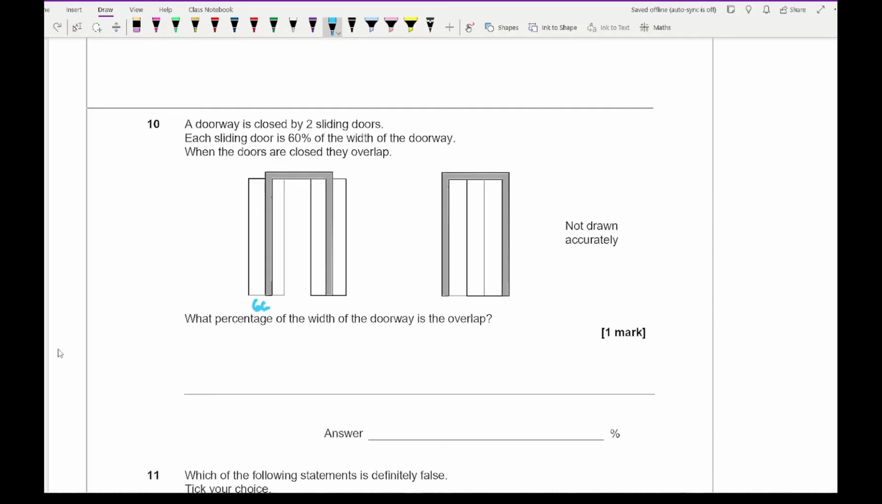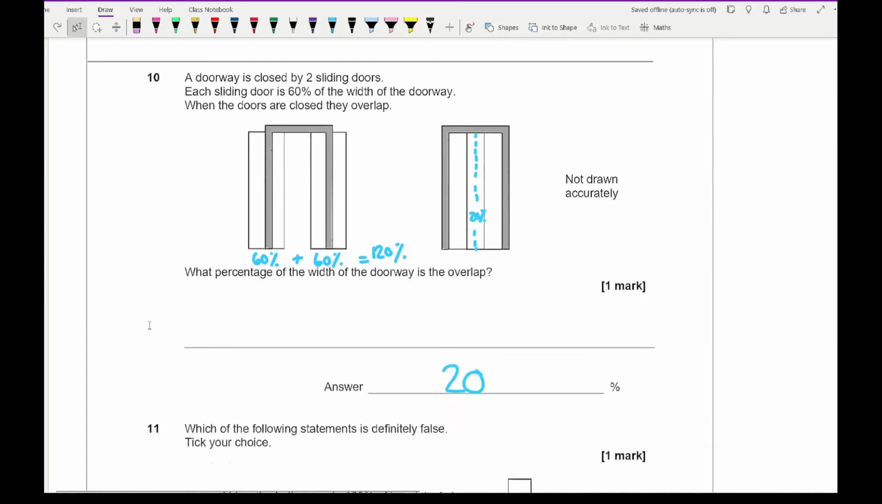So this is 60%, this is 60%, and this is overlapped. So again, if we add these two percentages up, we end up with 120%. So this middle bit must be 120. If you imagine that's halfway, then I'm going to be using 10% of each door. So the correct answer then is going to be 20.